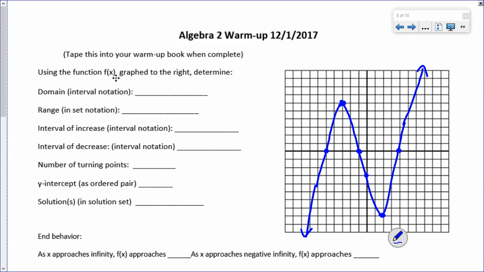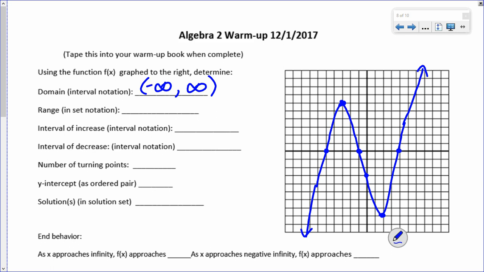I drew my picture a little bit different on the board, and we're going to go through and talk about the domain and range and all of that stuff. So the domain for this function is all real numbers. If you want to put that in interval notation, I just want to make sure you guys have these. It's from negative infinity to infinity.